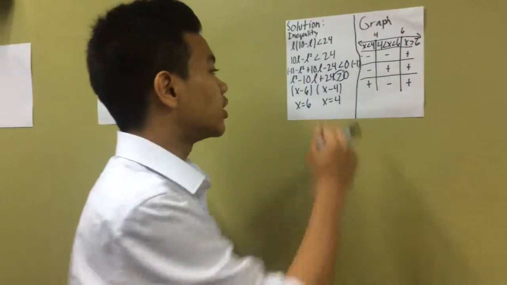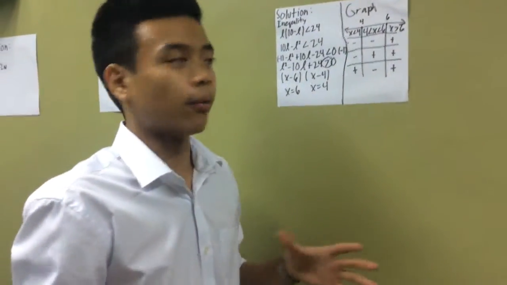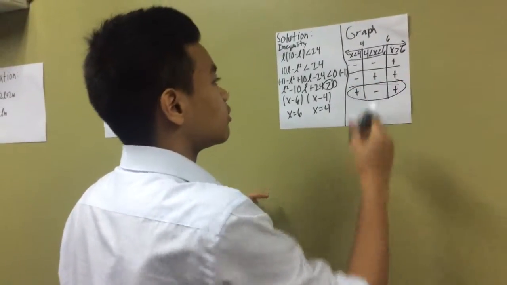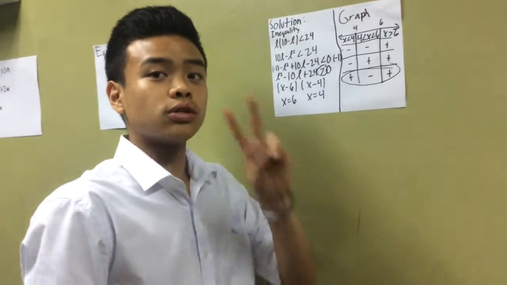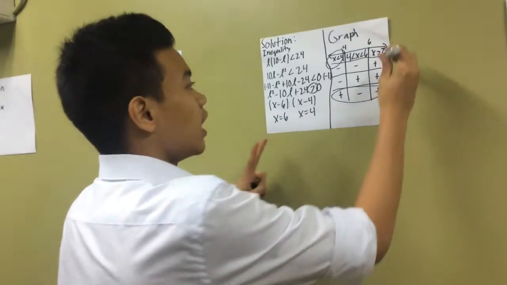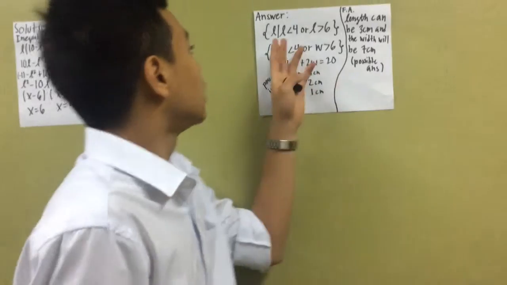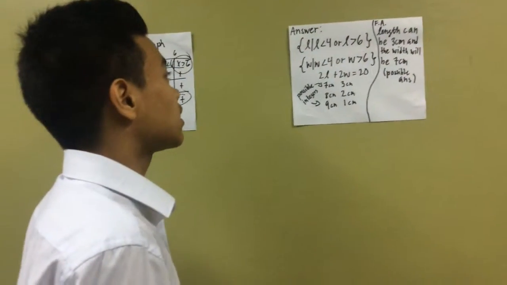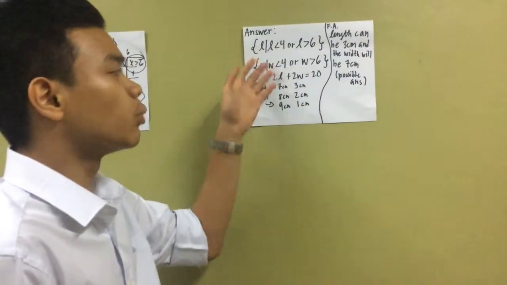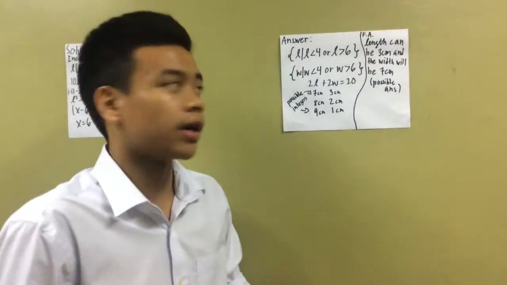Now, since our sign is greater than, we're going to have to find the solution set with positive, more positive. Based on the graph, this one looks like the one more positive. So in this one, we have to use two solution sets. We will be using x is less than 4 and x is greater than 6. So in our final answer, length is less than 4 or length is greater than 6. Same goes with width because it's just the same. So width is less than 4 or width is greater than 6.